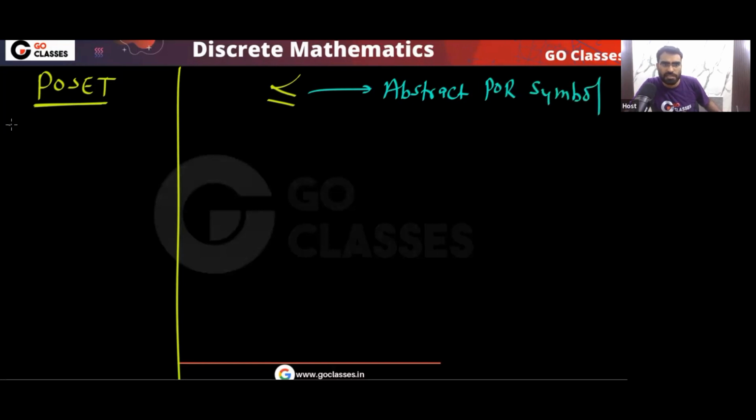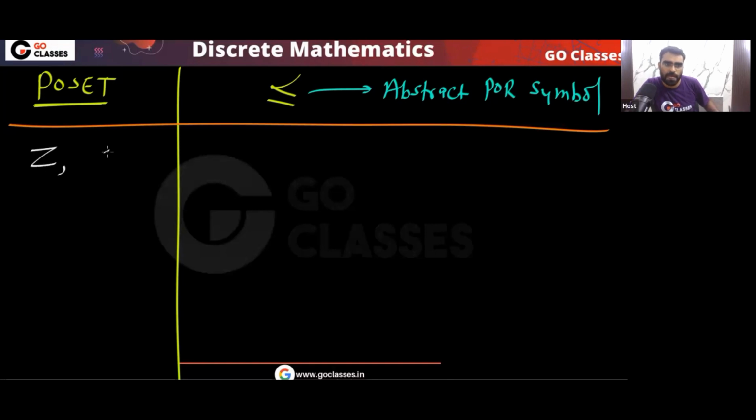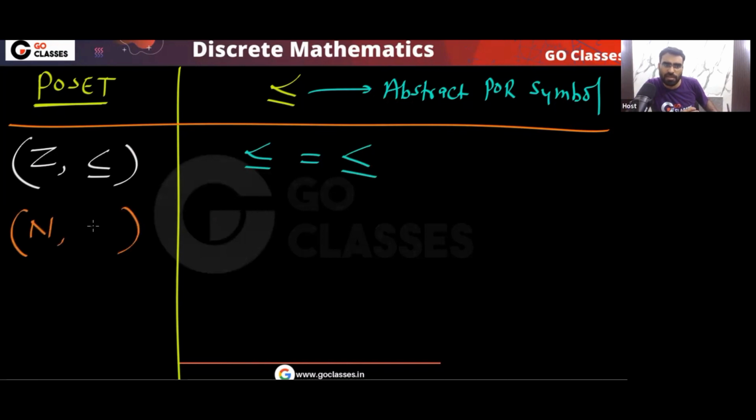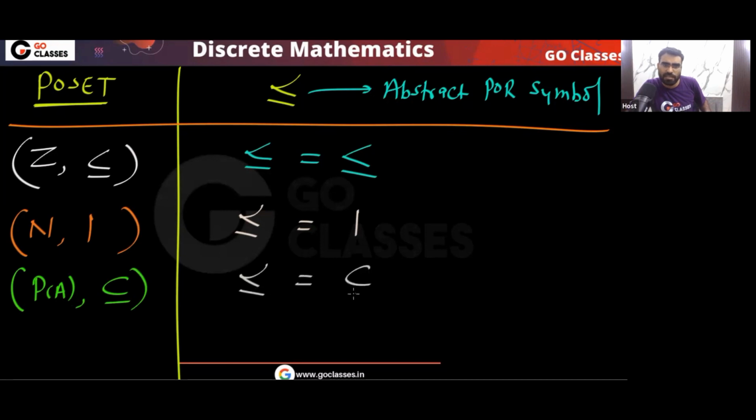But you can easily see that if I give you this structure, for example, set of integers comma less than or equal to, this is a partial order relation, so here you can see that this symbol is actually the same as this. Is this clear? Similarly, if I give you set of natural numbers comma divides, here this symbol means divides. Similarly, if I give you power set of A comma subset, here this symbol is the same as subset.